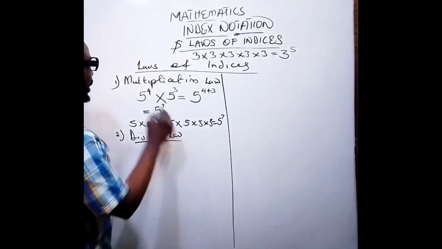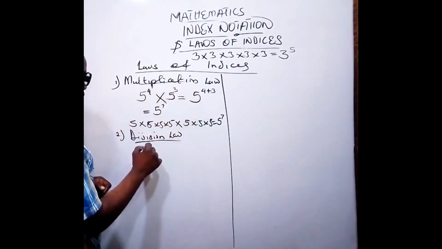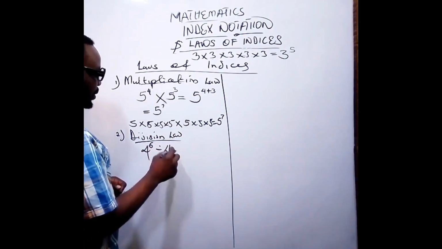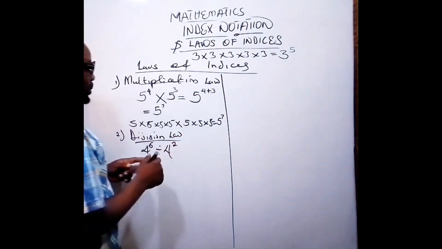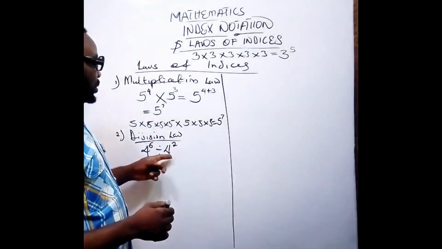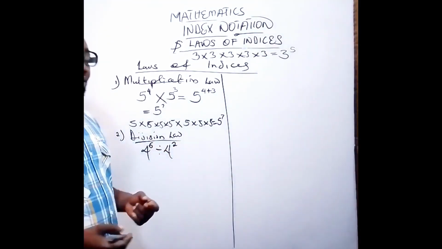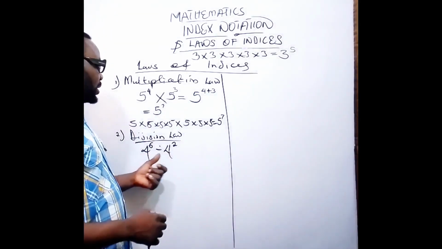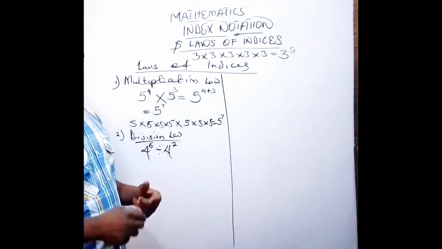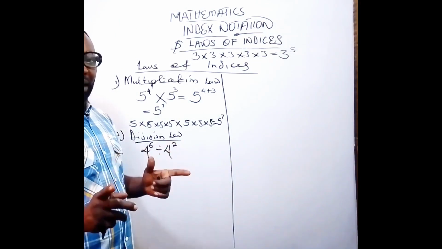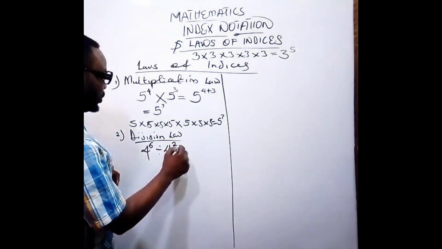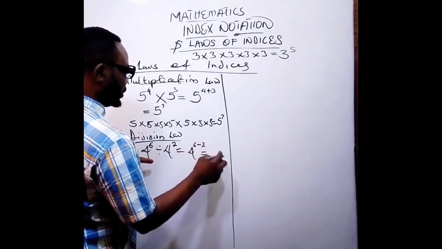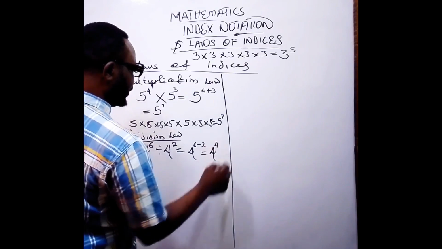So what we have here is that if you have 4 raised to the power of 6 divided by 4 raised to the power of 2, you must make sure that the values you are going to apply this law to are of the same value. You can see this is 4, this is 4. If you introduce any other number there that is not 4, it cannot be applicable. So take note. This will be equal to 4 raised to the power of 6 minus 2, that will be equal to 4 raised to the power of 4.